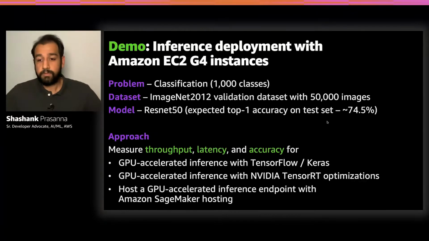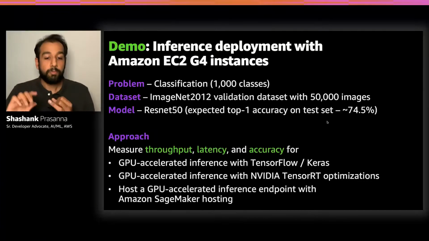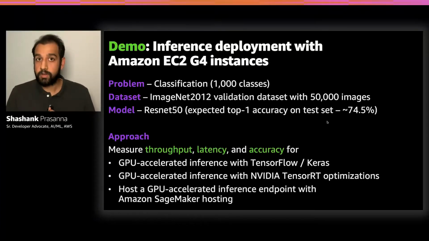I have about 50,000 images, and I should be getting about 74.5 accuracy. So for this model, we'll take a look at throughput, latency, and accuracy while running on a GPU. And we'll take a look at 2 different approaches. One is using your native framework, which is maybe TensorFlow, Keras, or PyTorch. We'll take a look at TensorFlow.